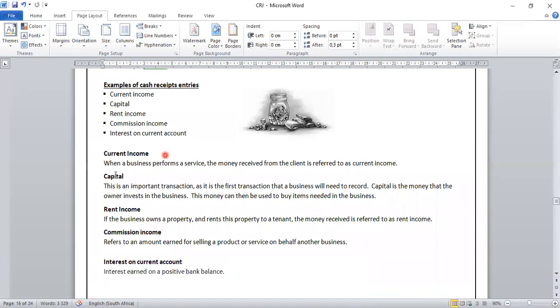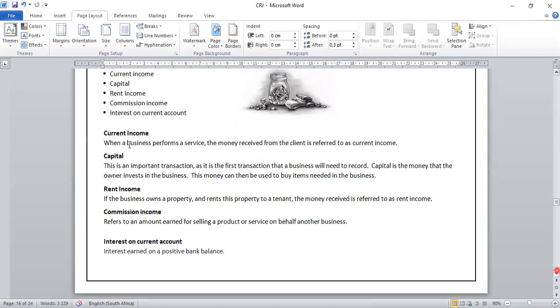Our first entry is current income. When a business performs a service, the money received from the client is referred to as current income. So for all the services that we provide to our customers or clients, we then receive money, and this is referred to as current income. Capital is our second entry. This is an important transaction as it is the first transaction that a business will need to record. Capital is the money that the owner invests in the business. This money can then be used to buy items needed by the business.